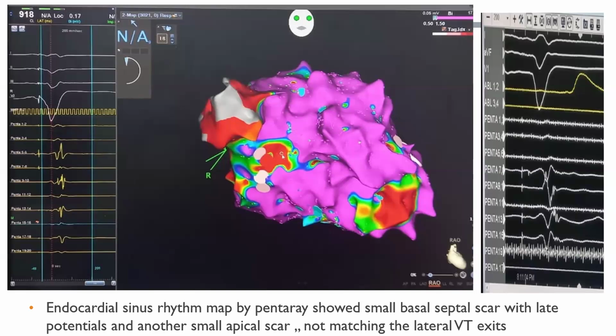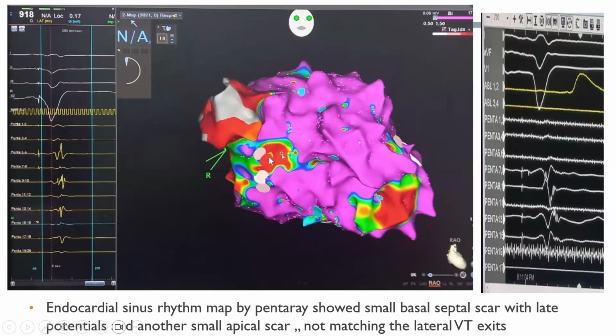The endocardial LV voltage map was clearly of good voltage, except for 2 areas of scar. The first one is apical, which is a small scar in the apex, and the second one is the basal septum.